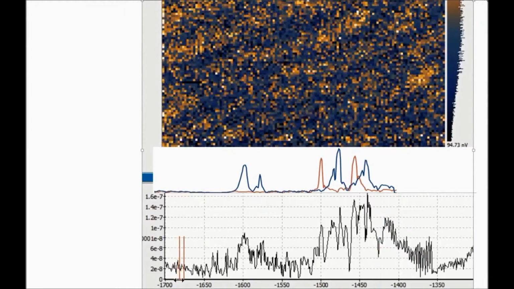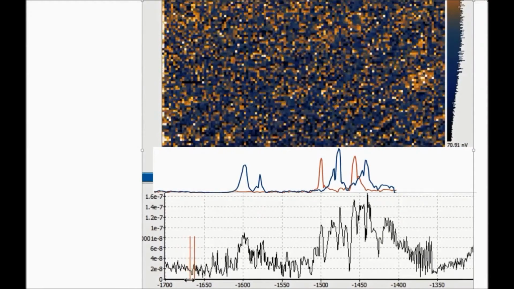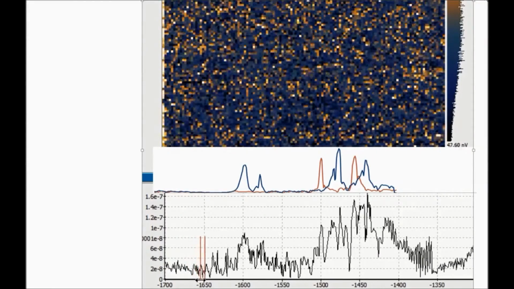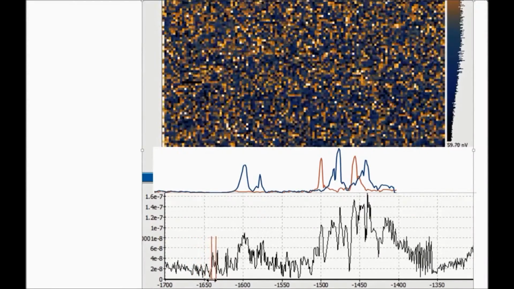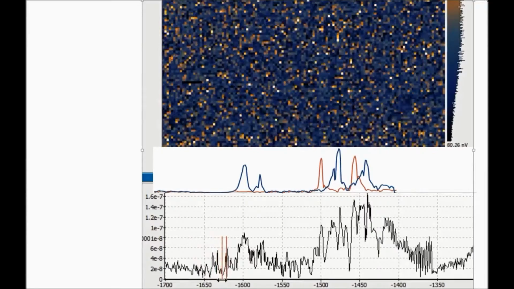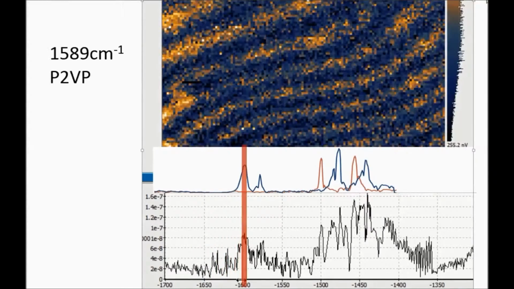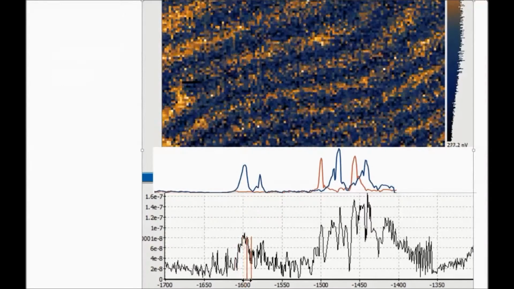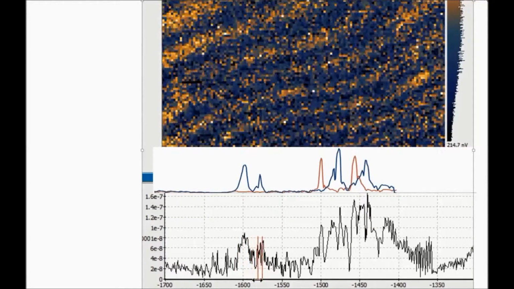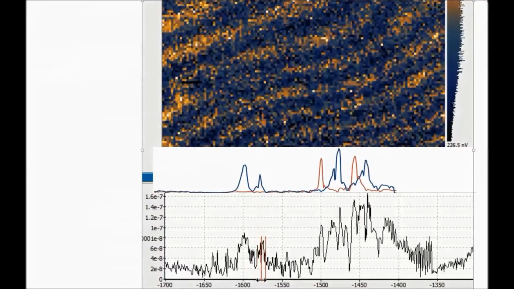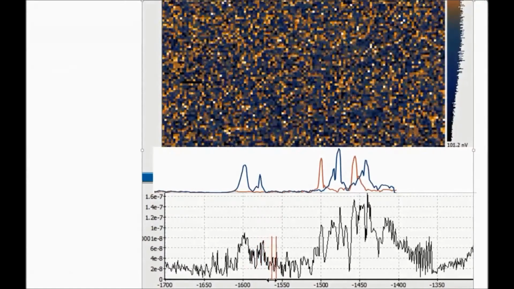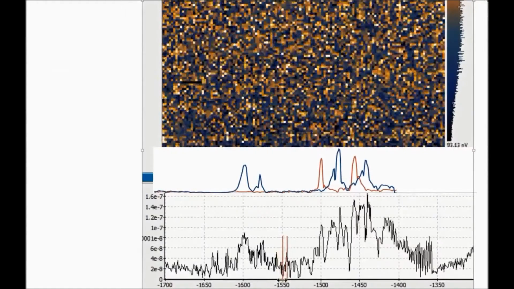In this first 100 wave numbers, nothing absorbs strongly, and we see no contrast in the PiFM image. Here is the first P2VP absorption peak. In the image, the P2VP regions become brighter. At 1569, there was another weaker P2VP peak. And now another region of low absorption.